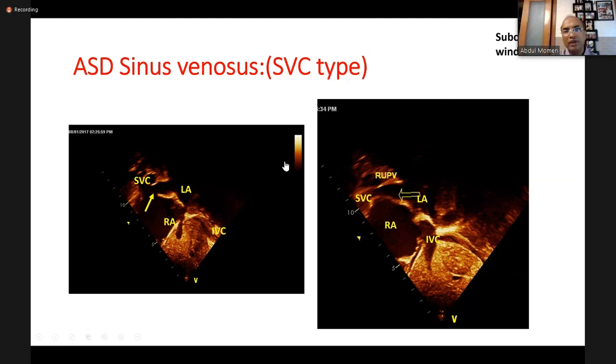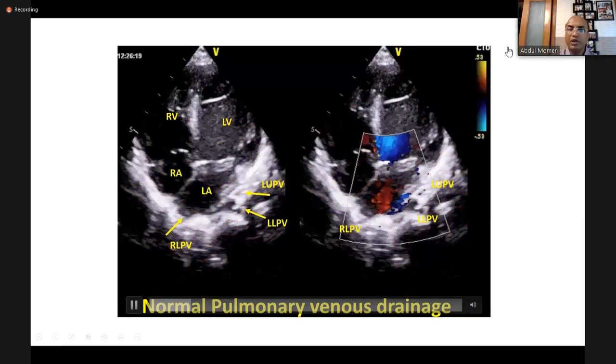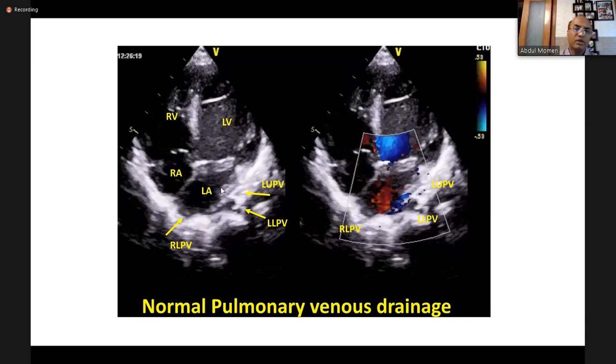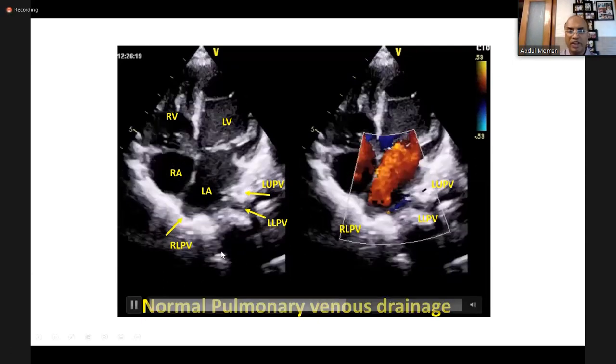And for getting the views, for blood flow, we have to reduce the Nyquist limit from around 40 to 50 or 55. So we can get the flow here. But the right lower pulmonary vein is visible, while the right upper pulmonary vein is not usually visible in transthoracic echo. It is not very easy.